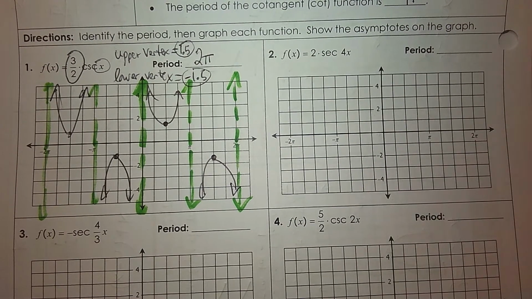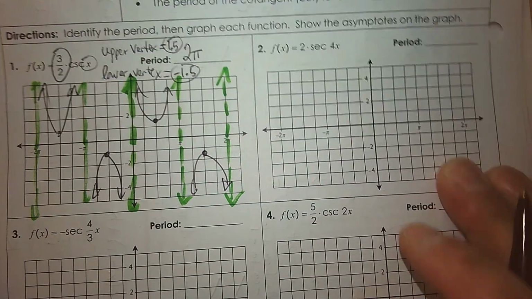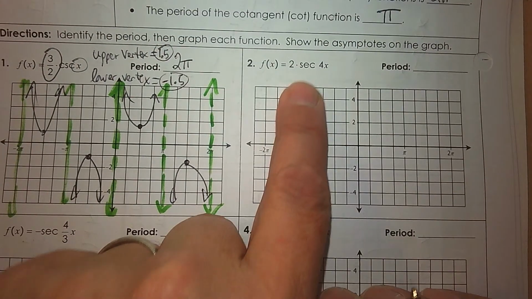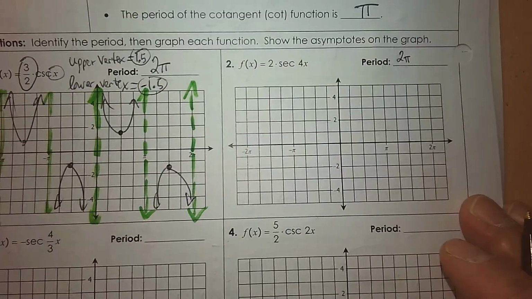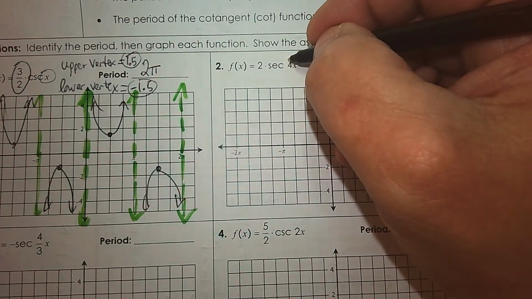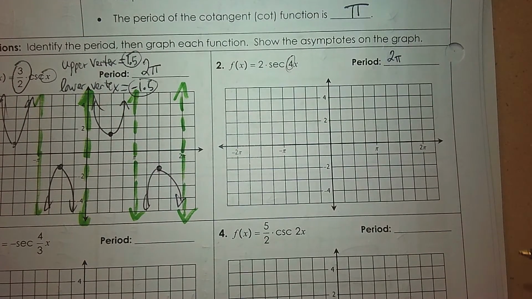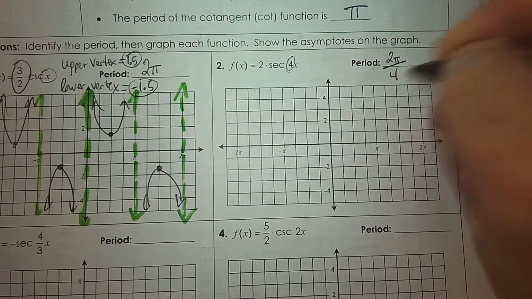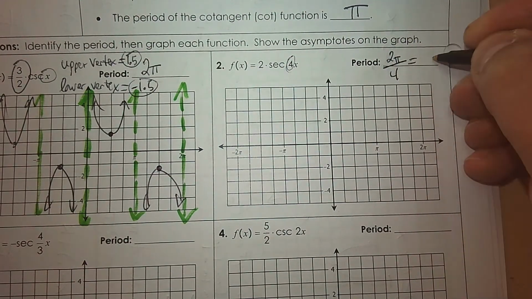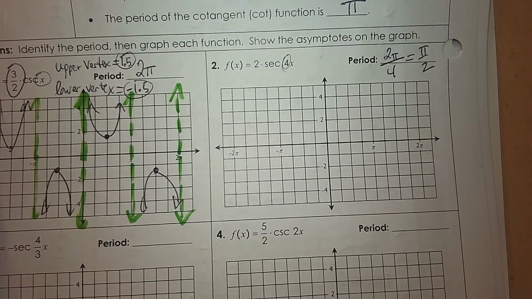Number 2. All right, what function is number 2? It is secant. And normally the period for secant is 2 pi. Is there anything multiplying inside that would change that? Yes, 4. How do you undo multiplying times 4? And 2 pi divided by 4 is pi over 2, or 1/2 pi.